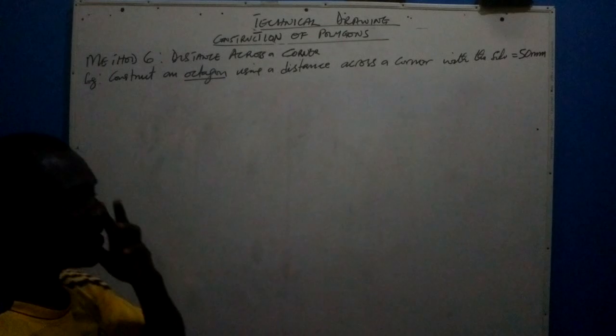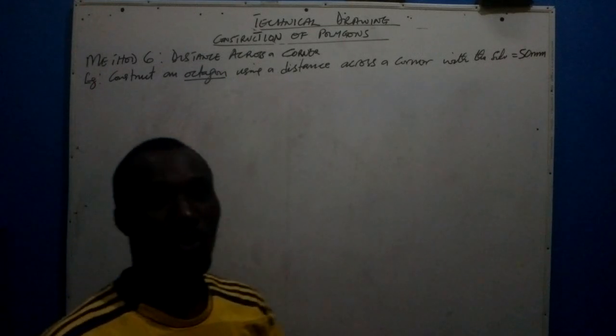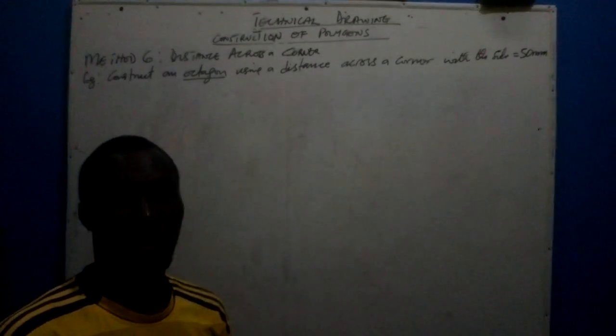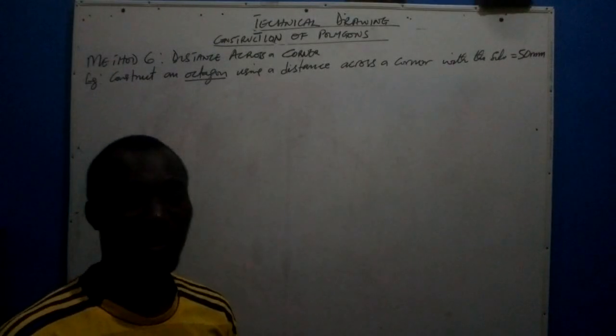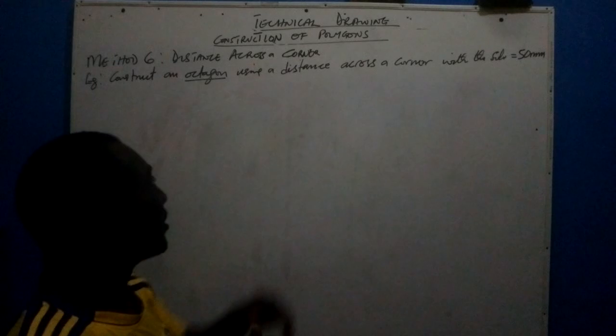Now we are going to look at the sixth method, which is the distance across a corner. This method is normally used for even polygons. You can use it to construct all polygons, but it will not give you a perfect match like the method which is across flats. That is why we don't use it for the odd polygons.